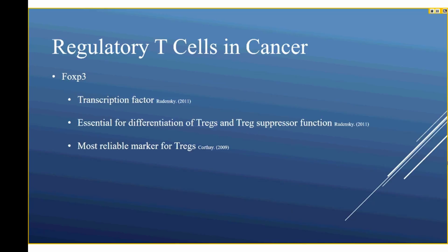FOXP3 is a transcription factor essential to the suppressor function of regulatory T cells. FOXP3 actually implies the molecular features that are responsible for cell function and cell maintenance in precursor T cells. And because of this, it's going to be the most reliable marker for identifying regulatory T cells.